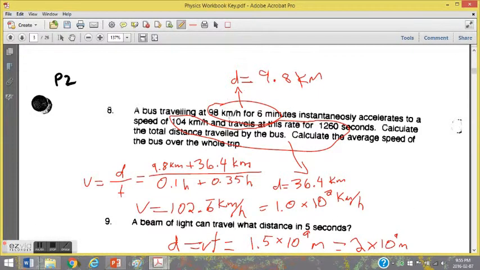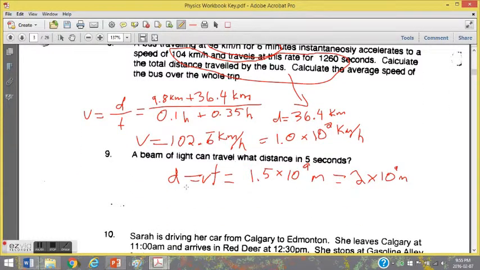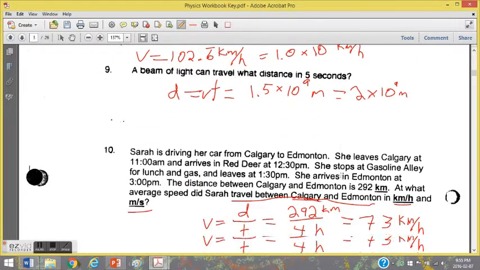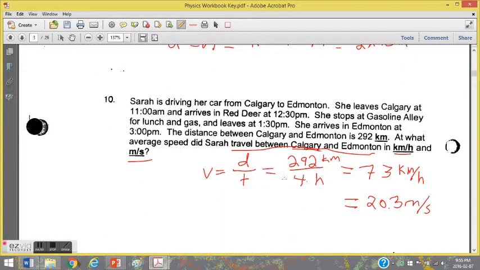Again, given our significant digits of 2 here, we're either looking at 1.0 times 10 to the 2, or just 1 times 10 to the 2. Next one here, 1.5 times 10 to the 9 meters, or 2 times 10 to the 9. Okay, here we've got total distance divided by total traveling time, which is going to include the break. So she leaves at 11, arrives at 3, that's 4 hours. 292 kilometers divided by 4 hours, average of 73 kilometers per hour, or 20.3 meters per second.